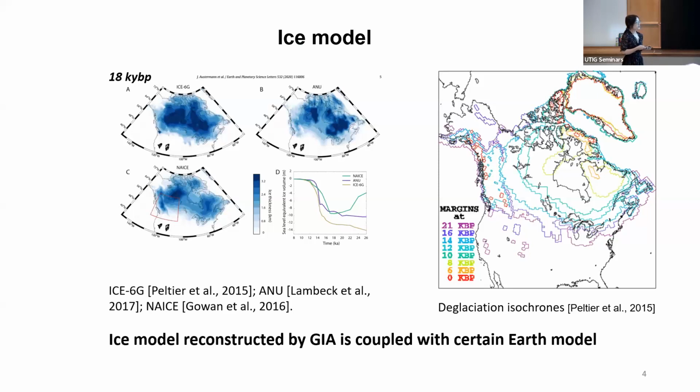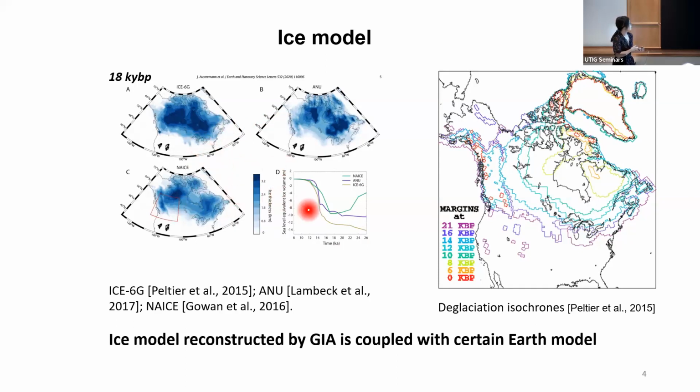Okay, that is the Earth model, and then we will talk about the ice model. Here I show three different ice models at 18,000 years ago: Lambeck's ICE-6G, Peltier's ICE-6G, Lambeck's NU, and another model from this group. You can see the ice margin is roughly very similar between those models, but the ice height differs a lot, right?